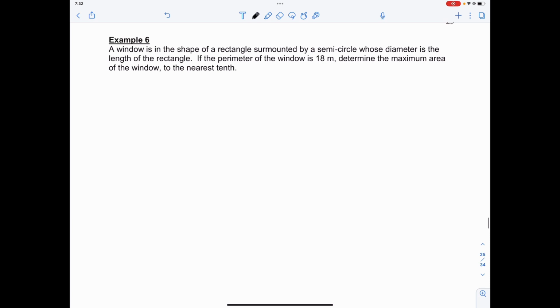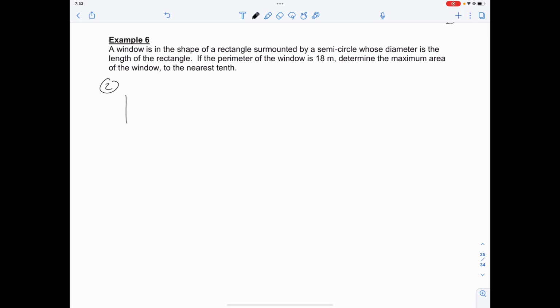For example 6, it says, a window is in the shape of a rectangle surmounted by a semicircle, whose diameter is the length of the rectangle. If the perimeter of the window is 18 meters, determine the maximum area of the window to the nearest tenth. Well, what's this going to look like?